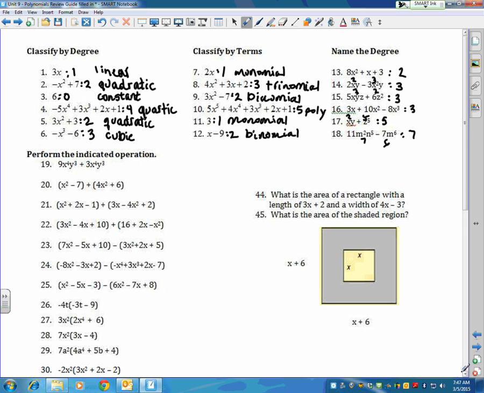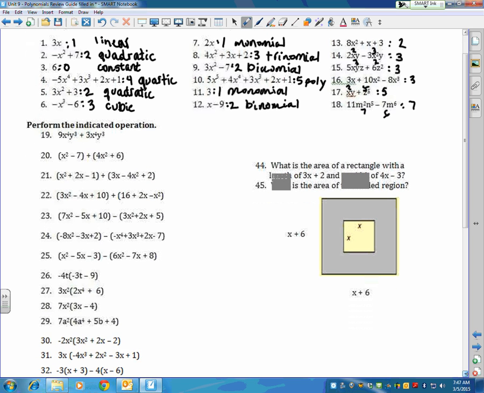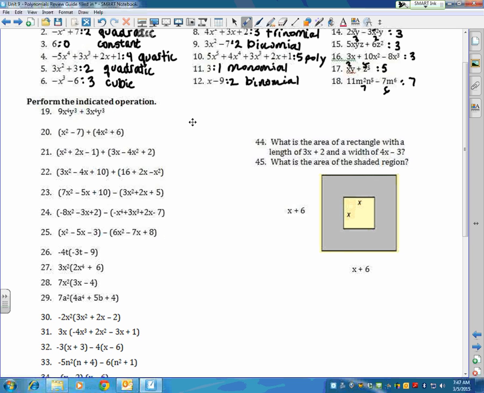All right, now we're going to start off with some addition and subtraction, and then we'll move into multiplication. You have x to the fourth, y to the third, x to the fourth, y to the third. You have the same variables raised to the same power, so we have like terms. You have 9 of them plus 3 of them, meaning you have 12 of them. The powers stay the same, you're just adding. So you have 12 x to the fourth, y to the third.